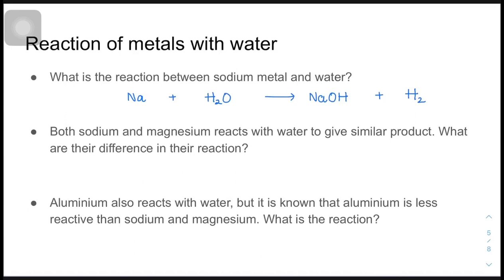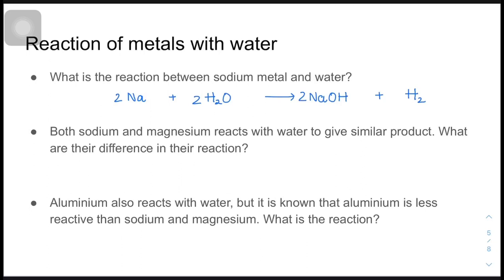Now, all we need to do is to balance it out. And to balance it out, just add the 2, 2, and 2. So we have 2 sodium on both sides, 4 hydrogen, and 2 oxygen on each side.